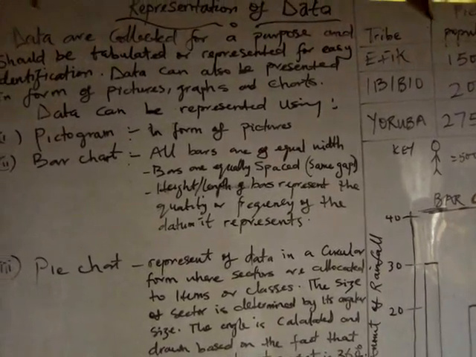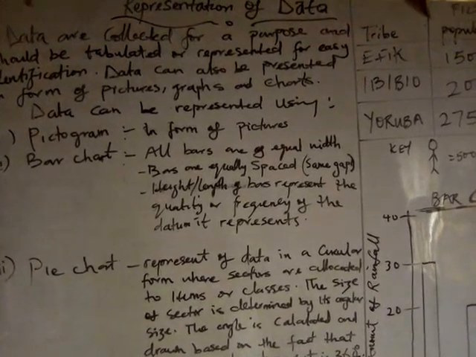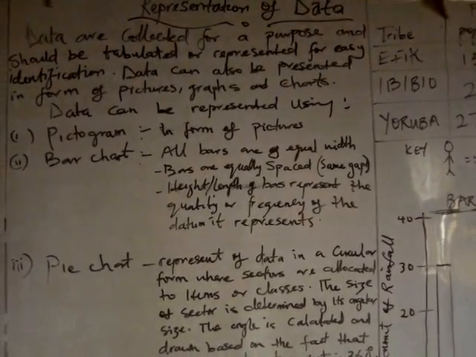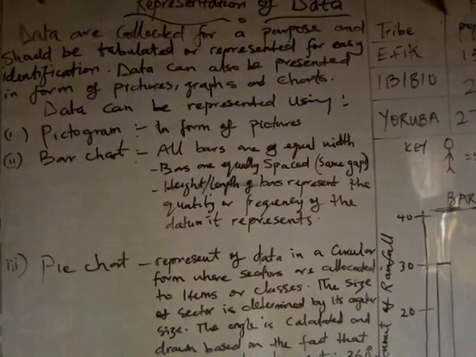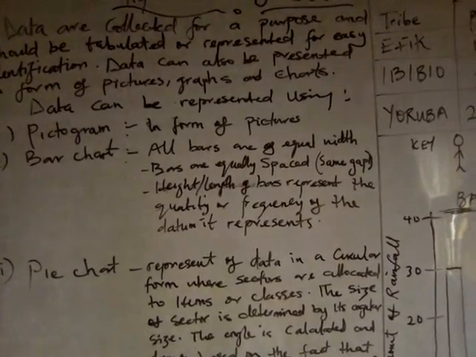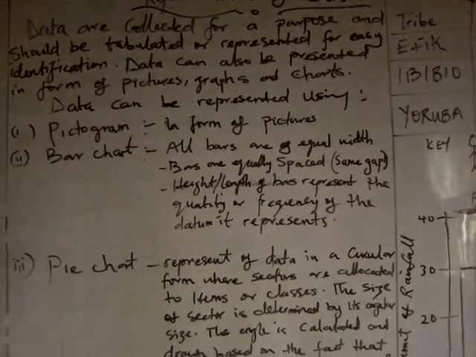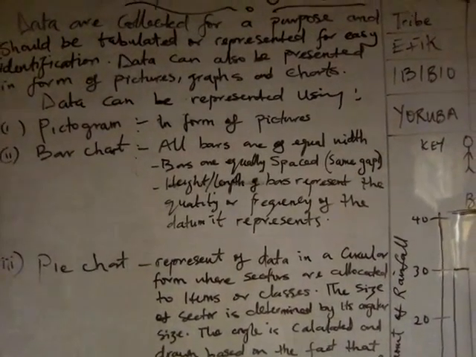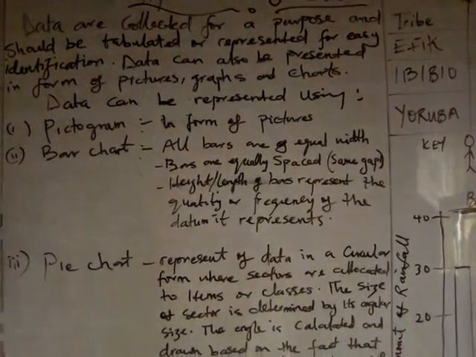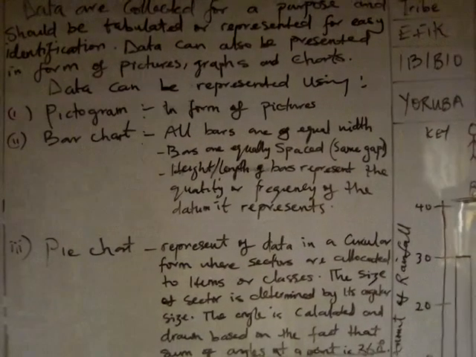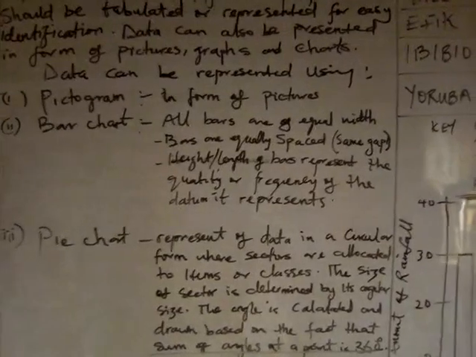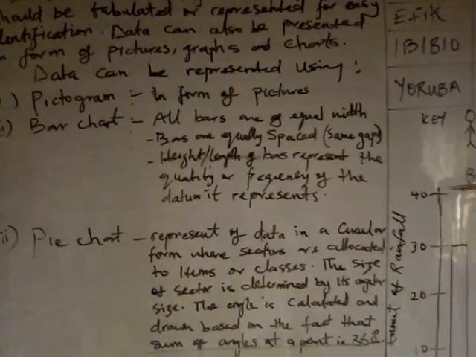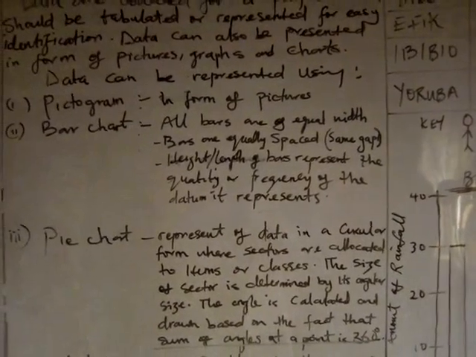So today we'll be looking at data representation. Data are collected for a purpose and should be tabulated or represented for easy identification. Data can also be represented in the form of pictures, graphs, and charts. We have many ways in which data can be represented and analyzed. In advanced studies, you see how it is used and analyzed, but you must first represent it in an array of pictures, graphs, charts, or what have you.